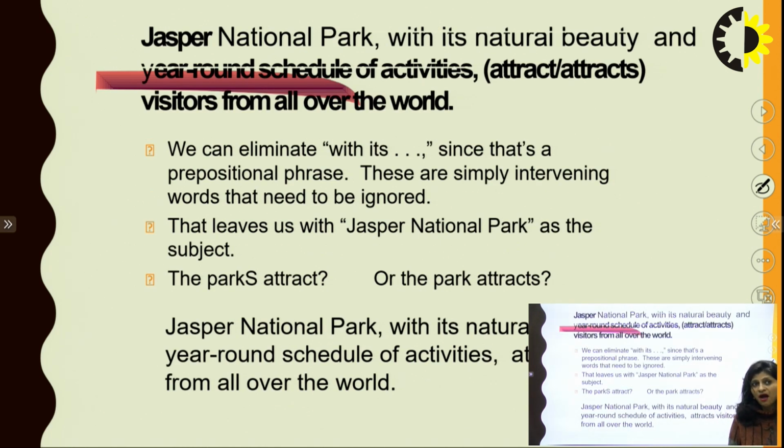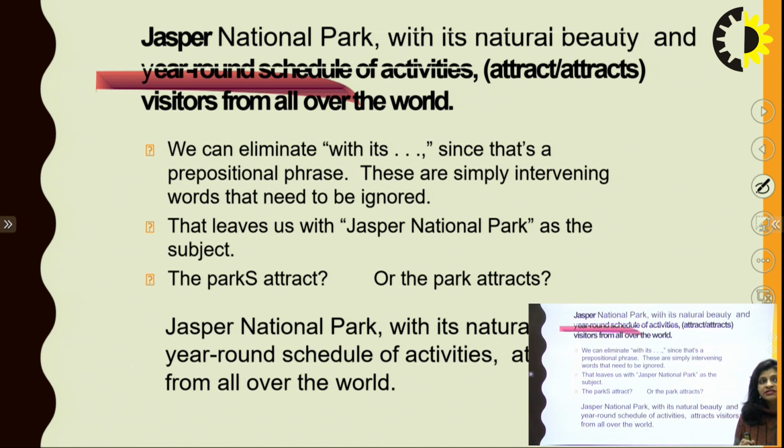Jasper National Park, with its natural beauty and year-round schedule of activities, attracts visitors from all over the world. So we can eliminate "with it...," since that's a prepositional phrase. With its natural beauty and year-round schedule of activities is a complete prepositional phrase. You can eliminate this, and these are simply intervening words that need to be ignored. So that leaves us with only Jasper National Park as the subject.